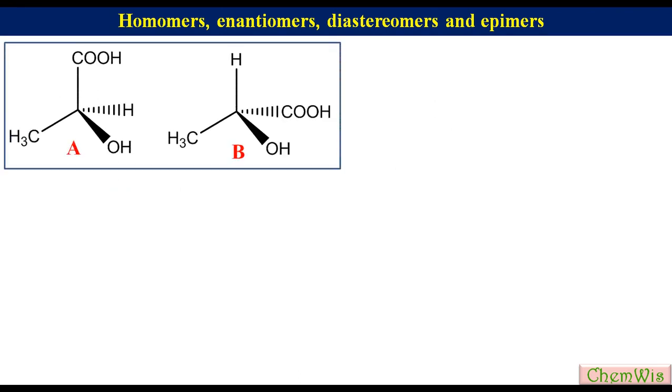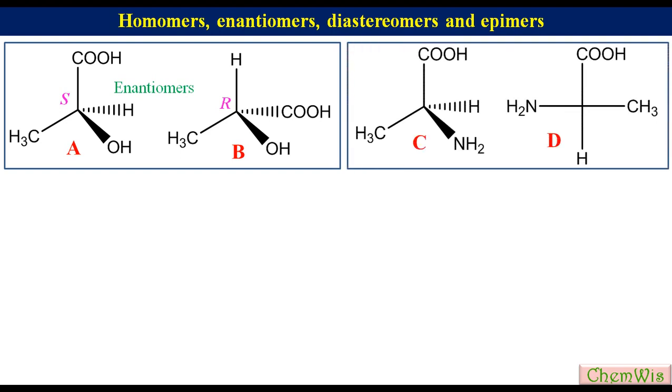Now let's determine the relation between A and B. We have already discussed how to determine absolute configuration in two separate lectures. Absolute configuration of A is S, while that of B is R. Since A and B have opposite absolute configurations, these are enantiomers. Relation between C and D. Configuration of C is S, while that of D is R. Since C and D have opposite configurations, these are enantiomers.